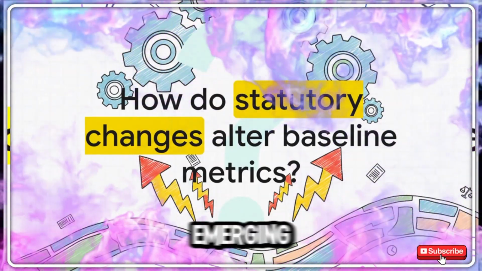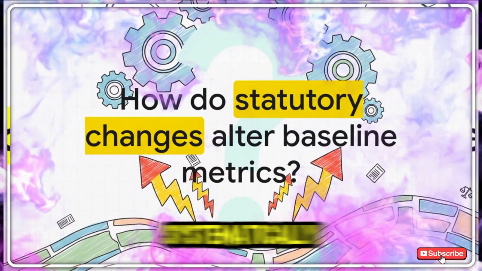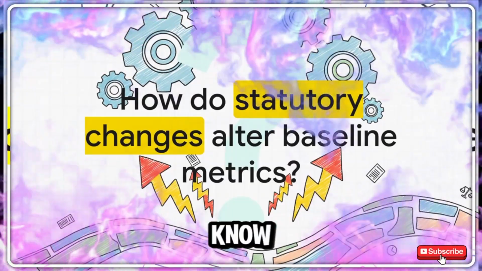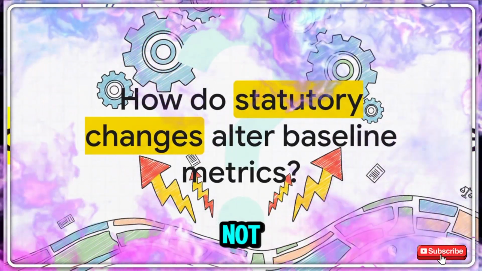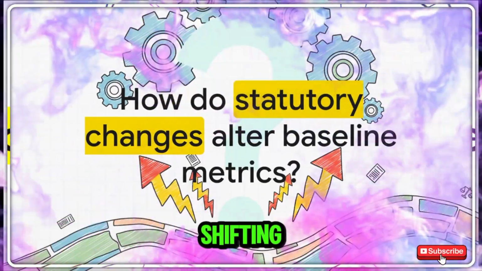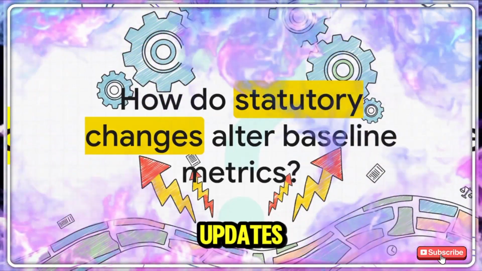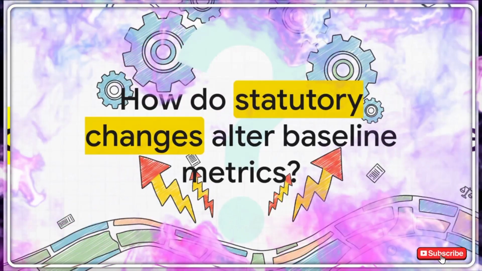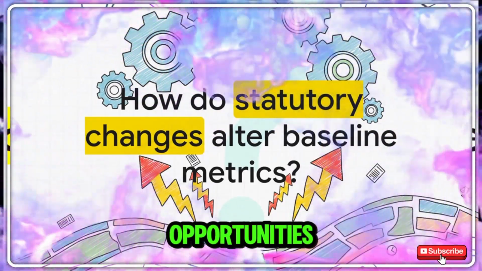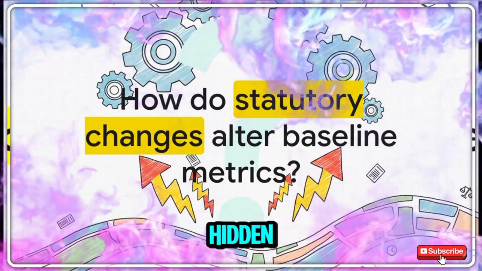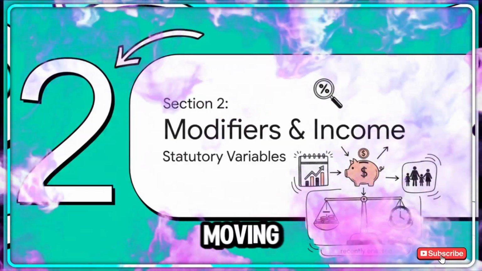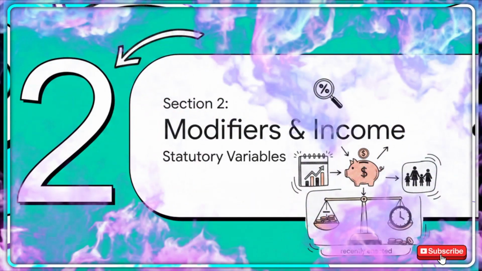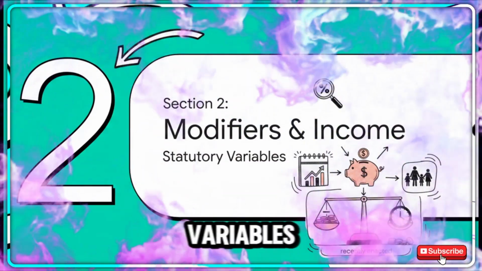So once you've got that rigid foundation locked in, it brings up a pretty crucial question. How do emerging statutory changes systematically alter these foundational metrics? Because as we all know, the tax code is definitely not static. It's a constantly shifting landscape of legislative updates, and these changes introduce new variables into that initial formula, creating both strategic opportunities and, honestly, some hidden compliance risks. Moving on to Section 2, Modifiers and Adjusted Income. Let's look at applying those statutory variables.